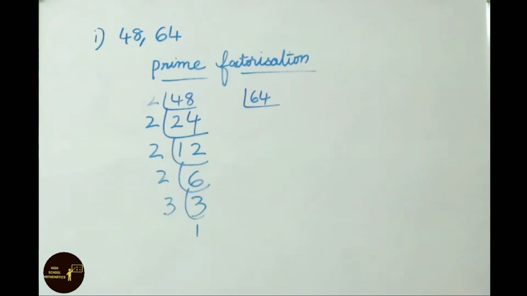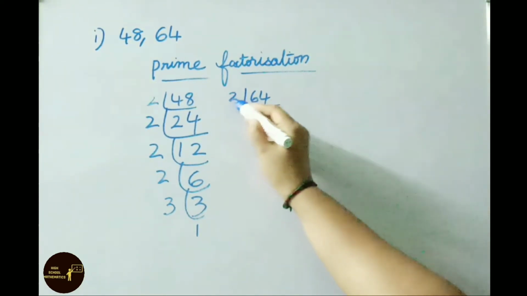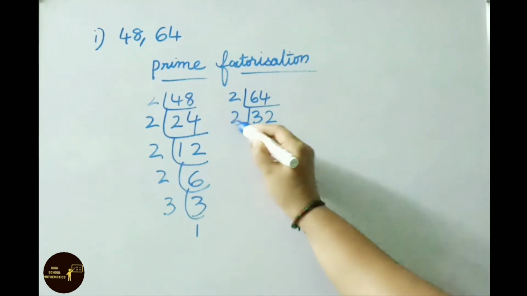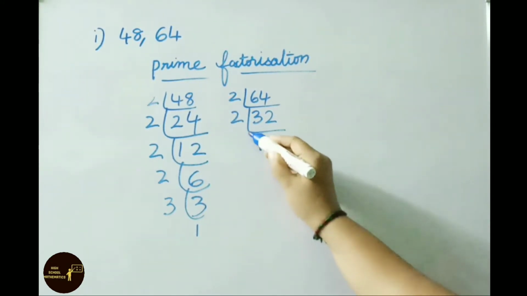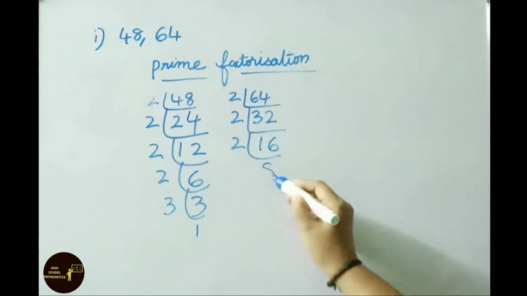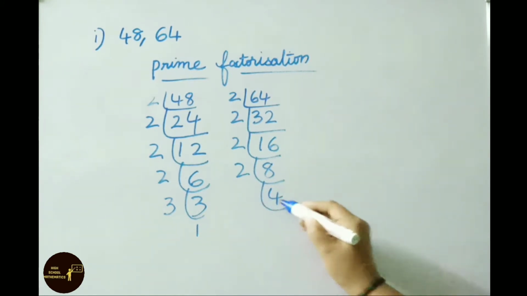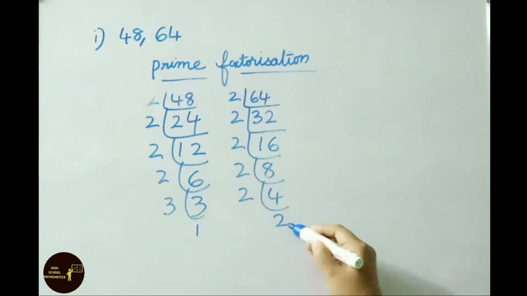Now let us divide 64. 2 table, 2 32s are 64. 2 table, 2 16s are 32. 2 table, 2 8s are 16. Again 2 table, 2 4s are 8. Again 2 table, 2 2s are 4.